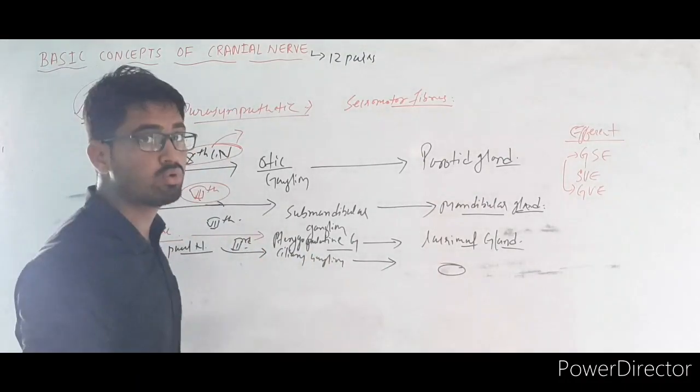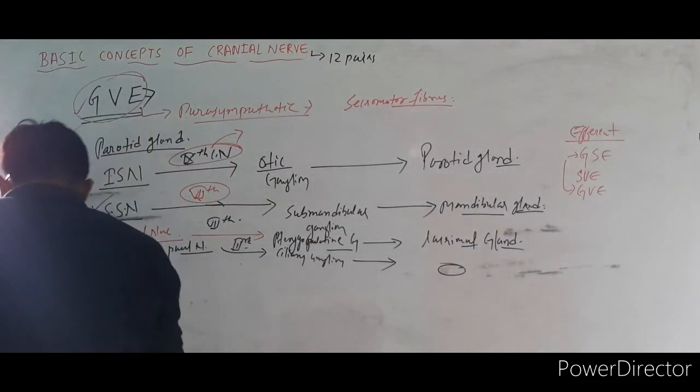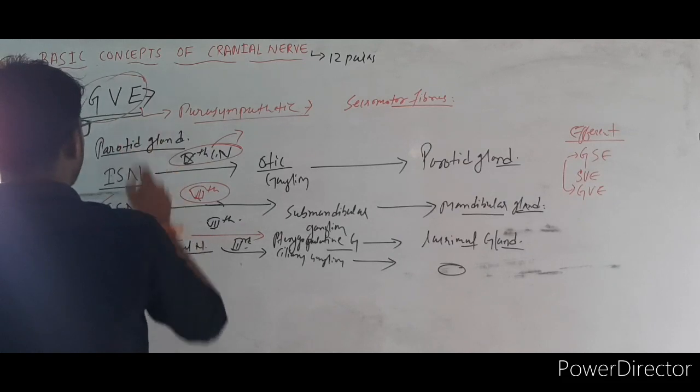Now we have to talk about afferent. Afferent is very simple. Can you tell me the nucleus of the GV?